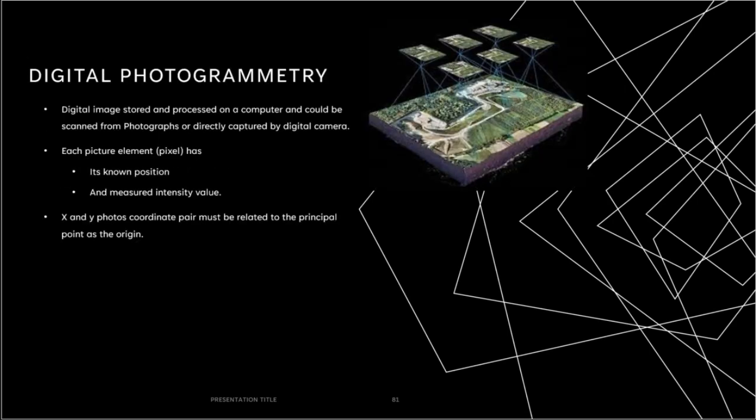And then lastly is the digital photogrammetry era. So digital images are stored and processed on a computer and could be scanned from photographs or directly captured by digital camera. So it's the most advanced form of photogrammetry. Each picture element, pixel, which we've learned about in previous weeks, has its known position and measured intensity value. So X and Y photo coordinate pair must be related to the principal point as the origin.